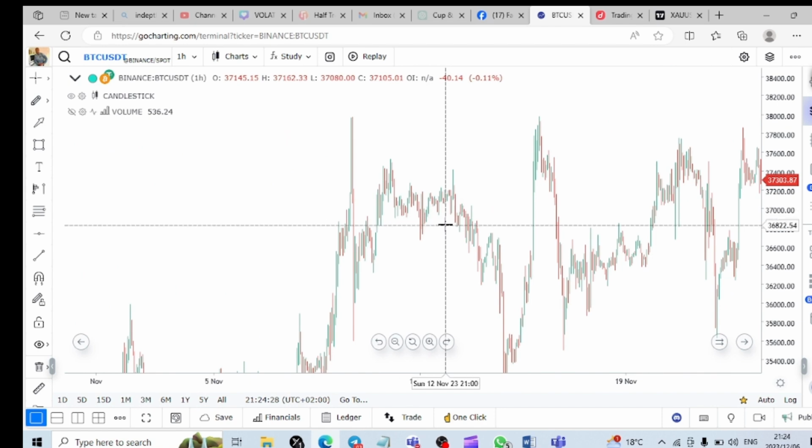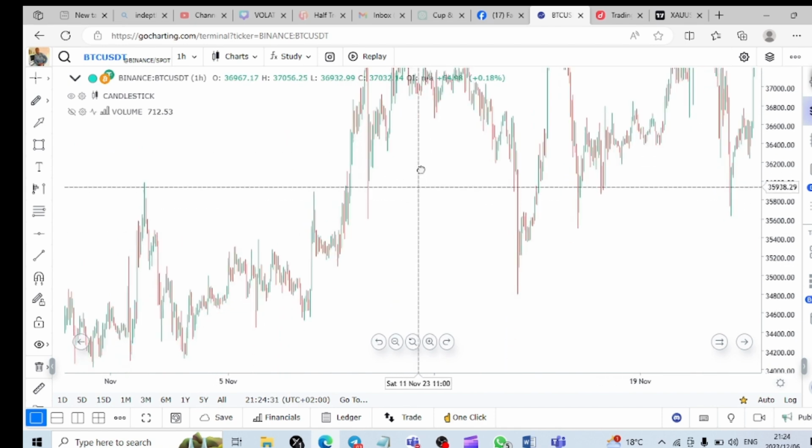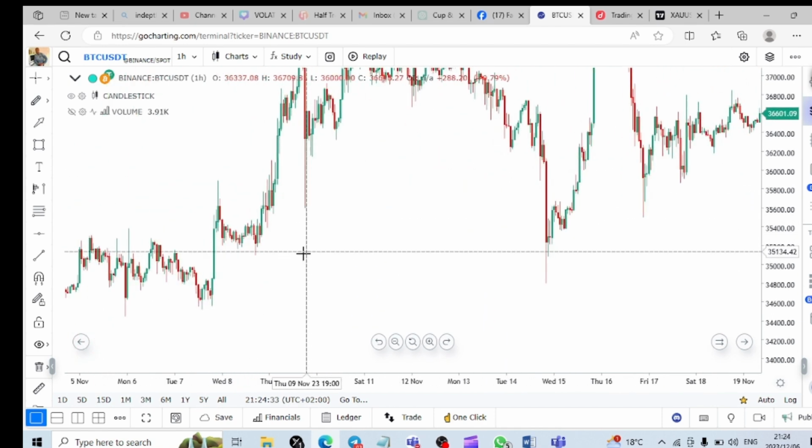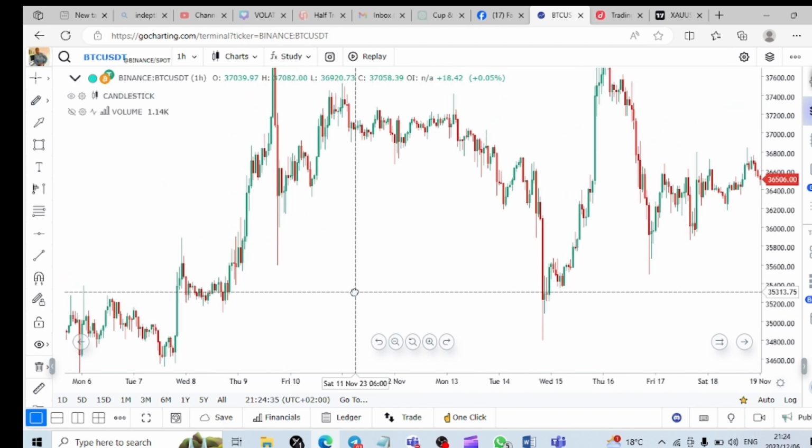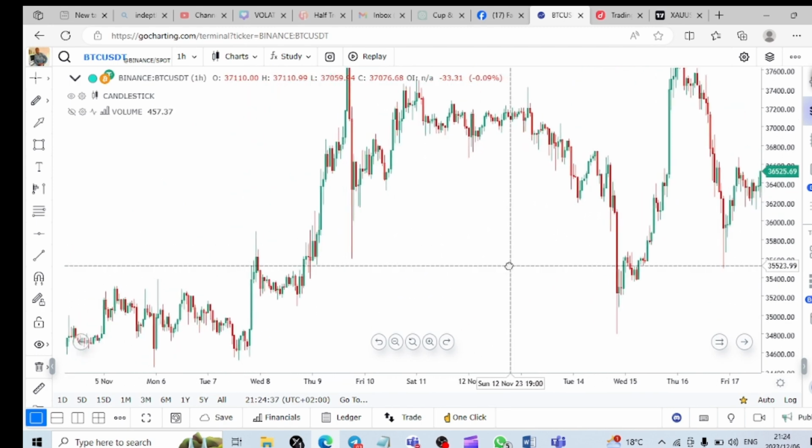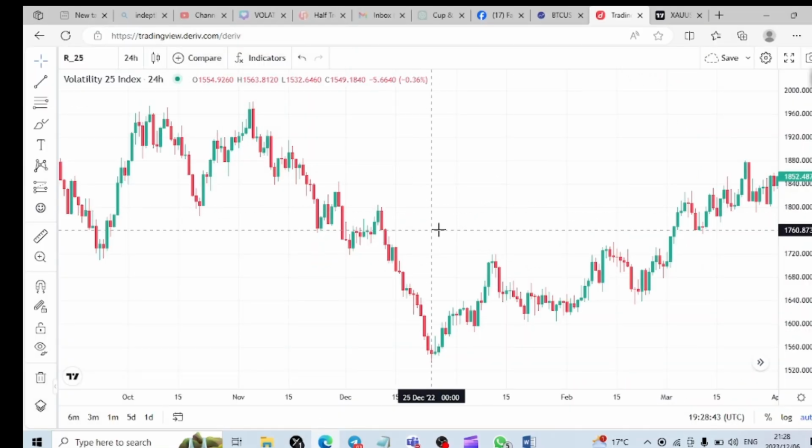So this is fractal. Fractal means that we can use it on any time frame that we want. We can use it in even lower time frames. We also have an example here.